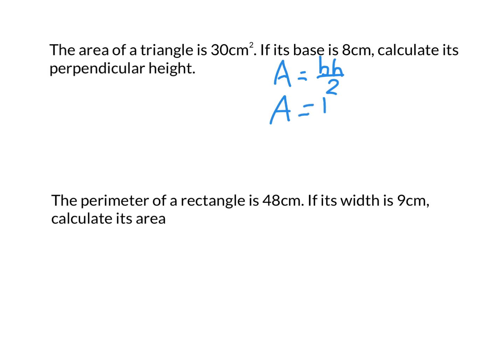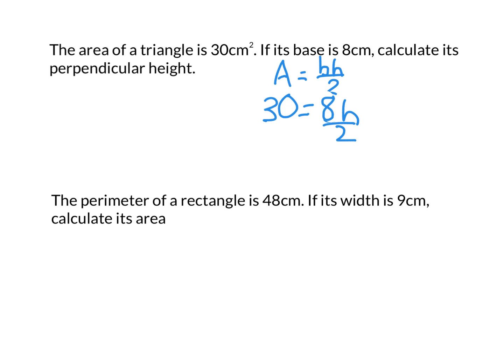So after you've written the formula, we are going to substitute everything we know. We're going to substitute what the question told us. The question told us that the area was 30. So I'm going to rub out A for area and replace it with 30. It also told us that the base was 8. So I'm going to rub out B for base and replace it with 8. Now I have an equation to solve.